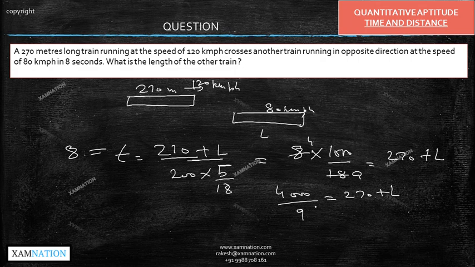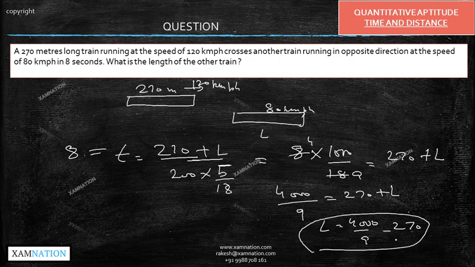So basically, as we can see, L becomes 4,000 by 9 minus 270. So this will be the length of the second train. Okay, so let's move to the next question.